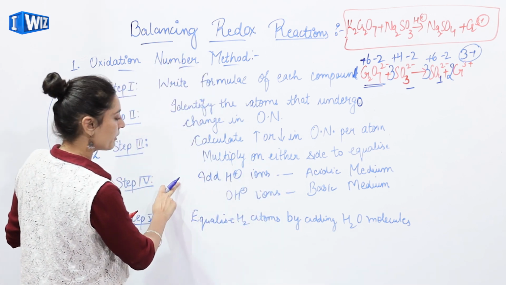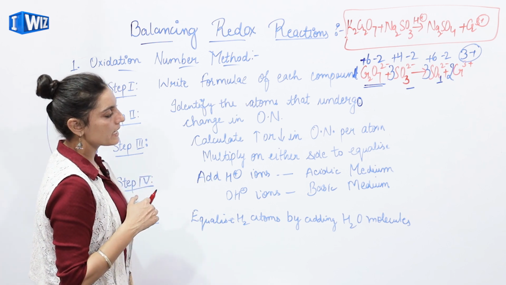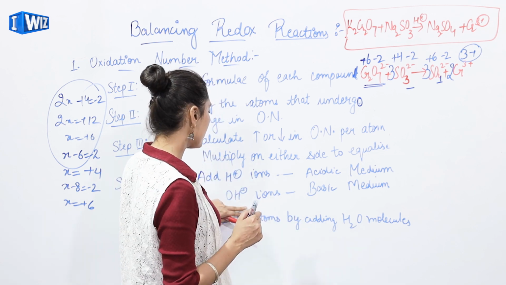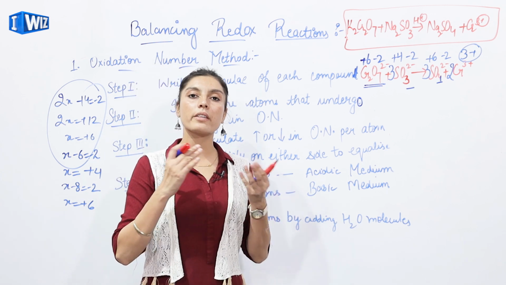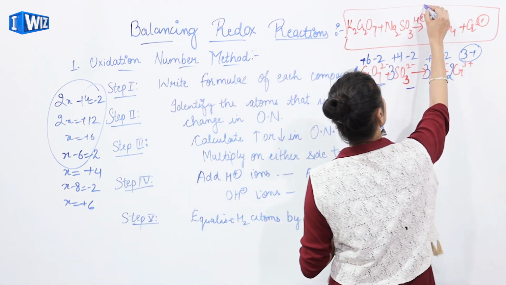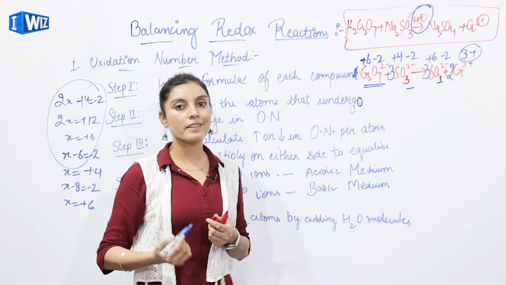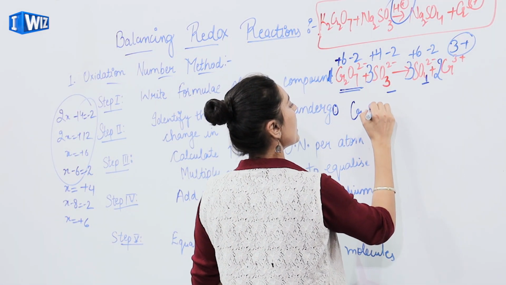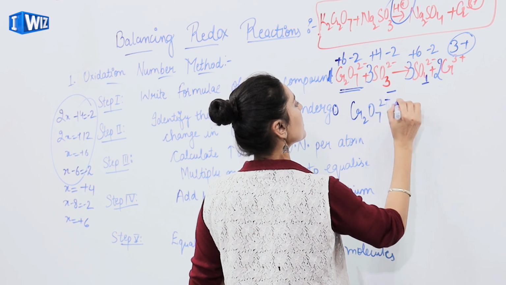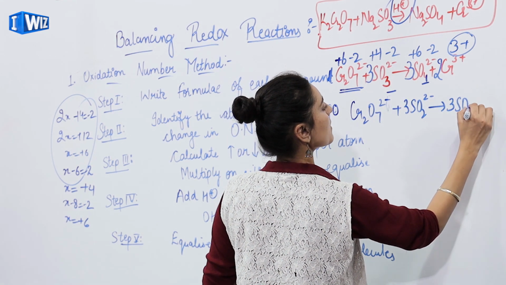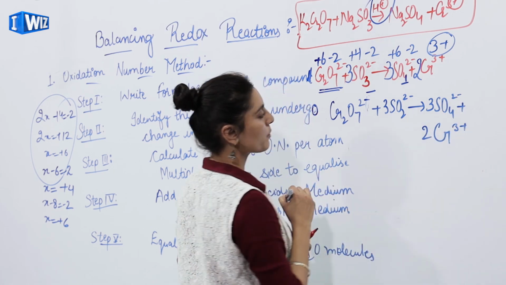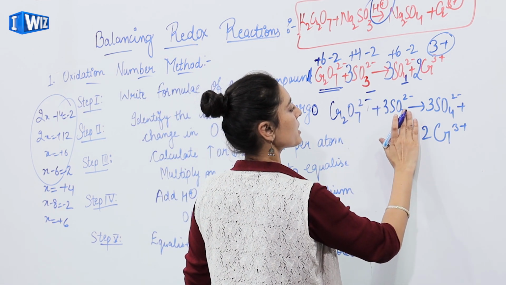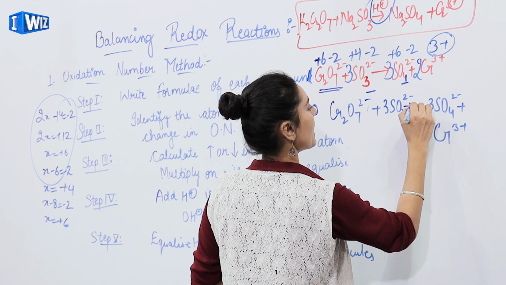Fine. We have next, add on H positive ions if it is the acidic medium, if the reaction has taken place in the acidic medium, and OH negative if it has taken place in the basic or the alkaline medium. So in the beginning I told you that this reaction is occurring in the acidic medium in the presence of the H positive ions. So here what I will do, I'll add on the number of H positive ions. So that H positive has to be added to the right hand side. Clear?